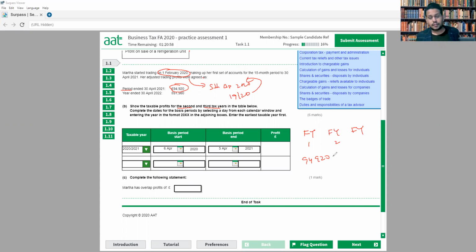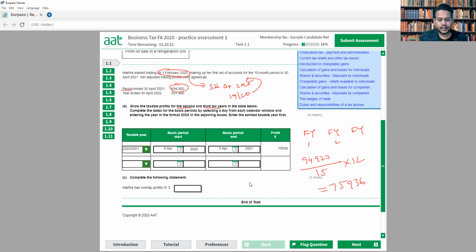So profit for the 12 months. So we have 94,920 divided by 15 times by 12. And that gives us 75,936. So we said divide by 15 times by 12. And that will give us 75,936. So we're going to write it down here, 75,936. The next year, how much it will be depends on what is the situation for the next fiscal year.